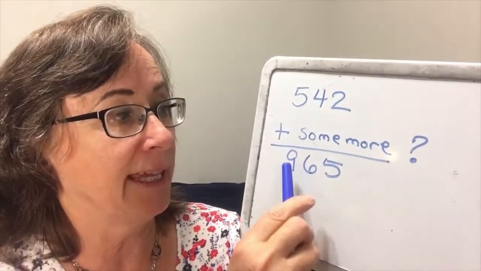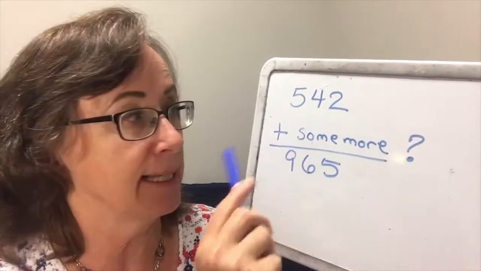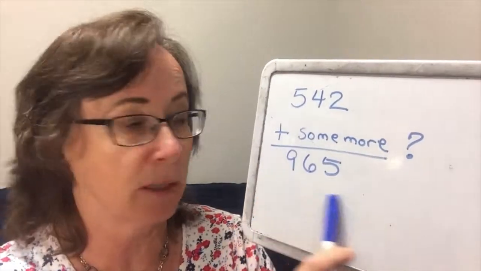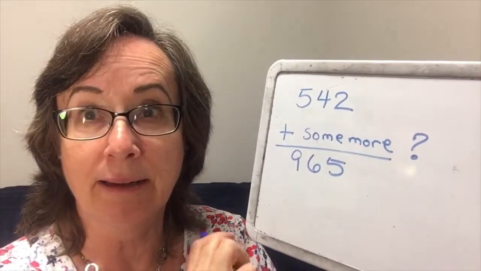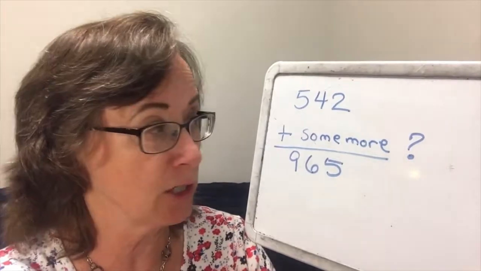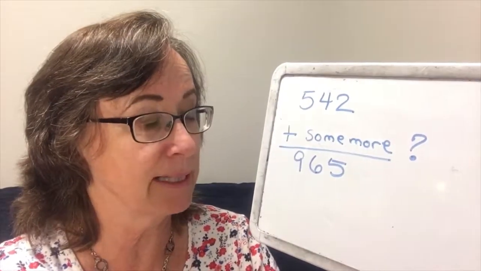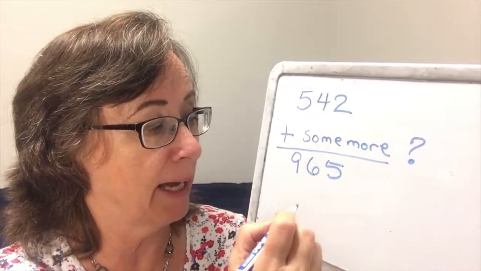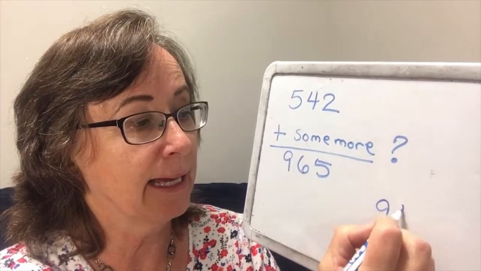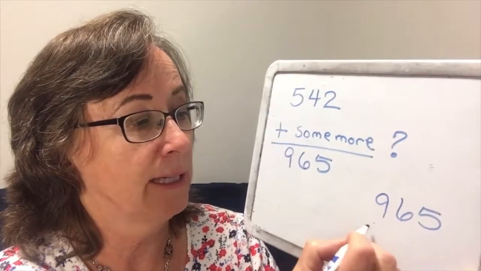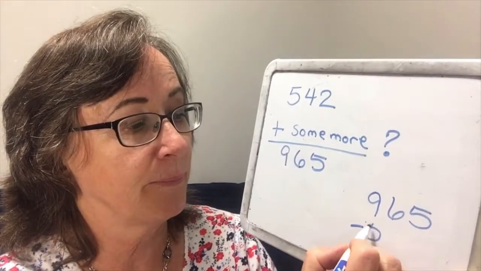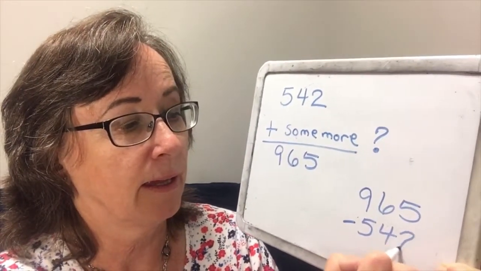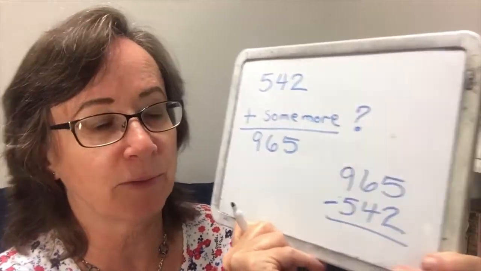So we have the altogether number. Since this is addition, this is the biggest number. Okay, so it's our altogether number. So could we find out the answer by subtraction? And when we did the subtraction, we would have what? 965 take away 542. Okay, so let's do the math and then we'll check it.